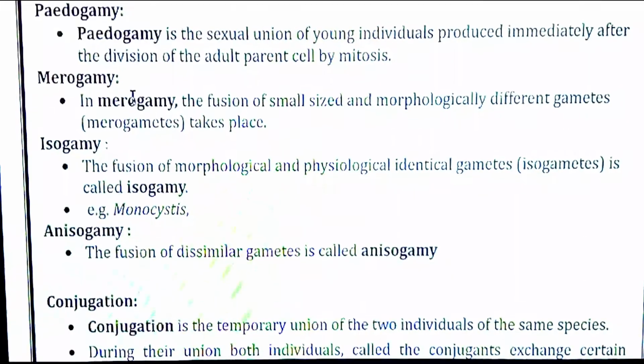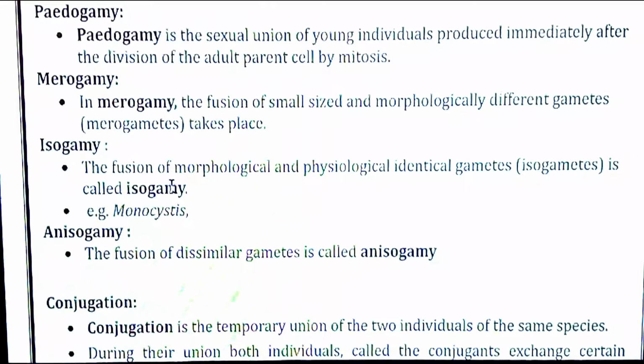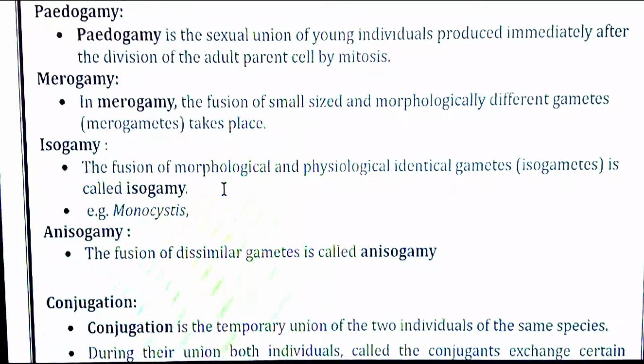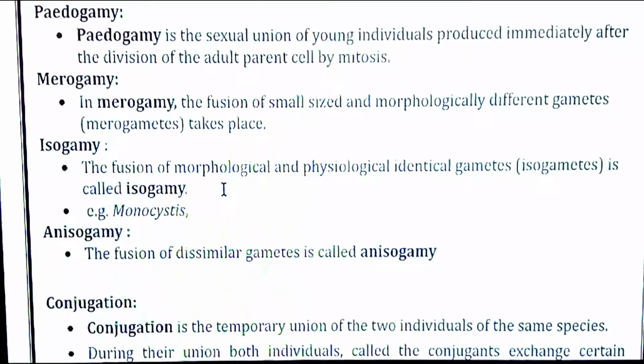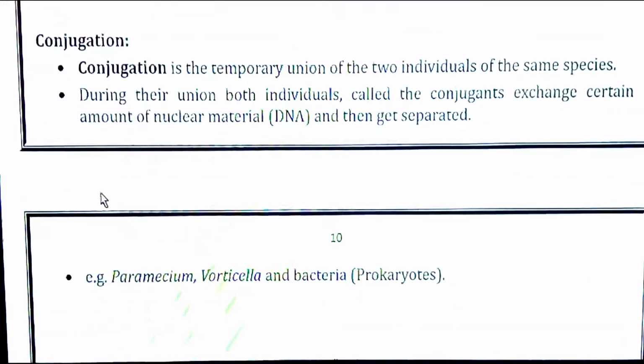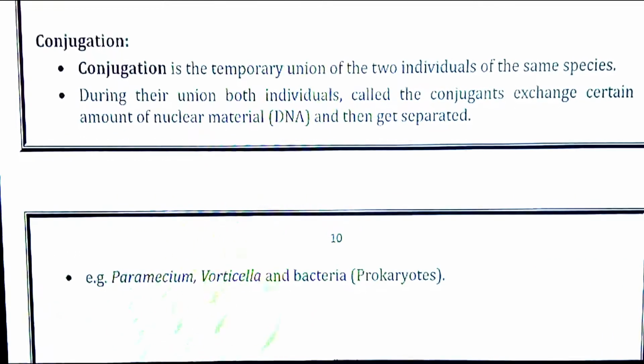Next, what is merogamy? In merogamy, fusion of small sized but morphologically different gametes takes place. We have next isogamy. Isogamy is nothing but the fusion of morphologically as well as physiologically identical gametes. They are similar, so isogamy. An example for this is Monocystis. We have next anisogamy. Fusion of dissimilar gametes is called anisogamy. Morphologically as well as physiologically they will be different, dissimilar.